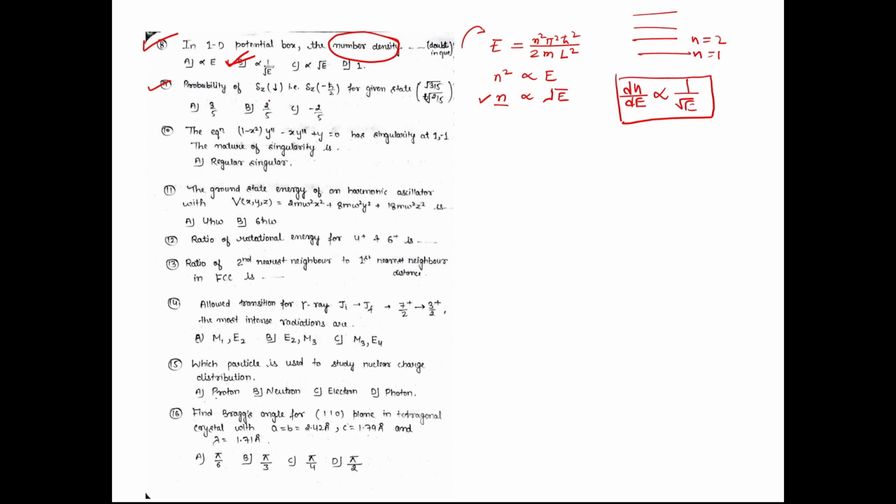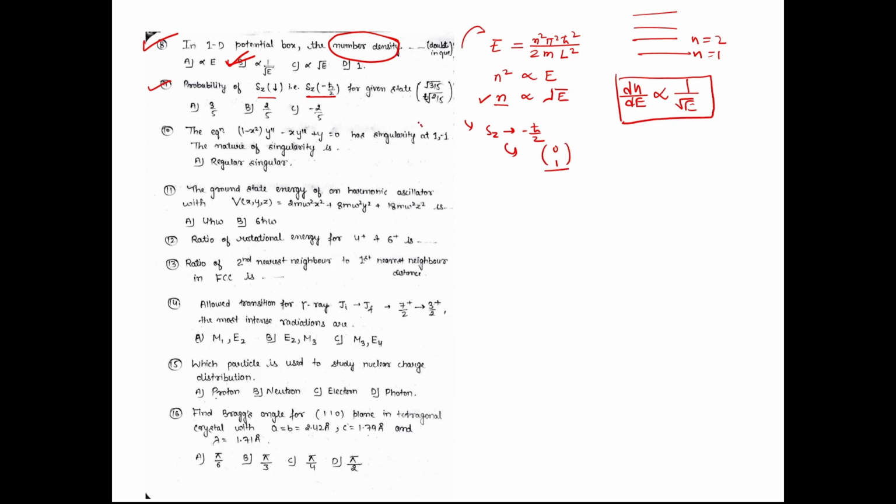Next, the probability of Sz for the down state, that means spin is minus h cross by 2, for the given state root under 3 by 5 and iota root under 2 by 5. Okay, so let's solve it. Now for Sz equals minus h cross by 2, the eigenstate will be 0 1. Okay, this is the state.